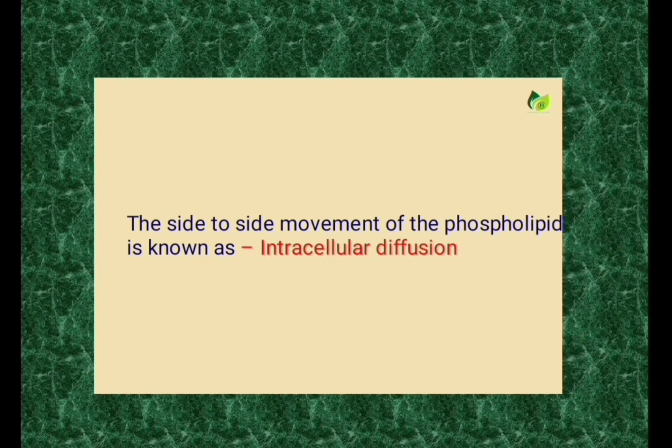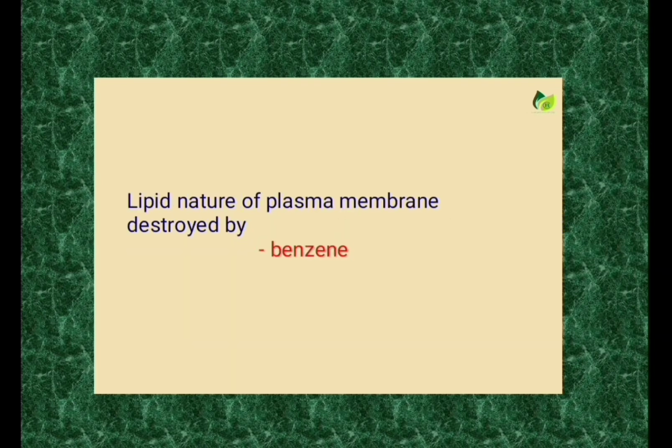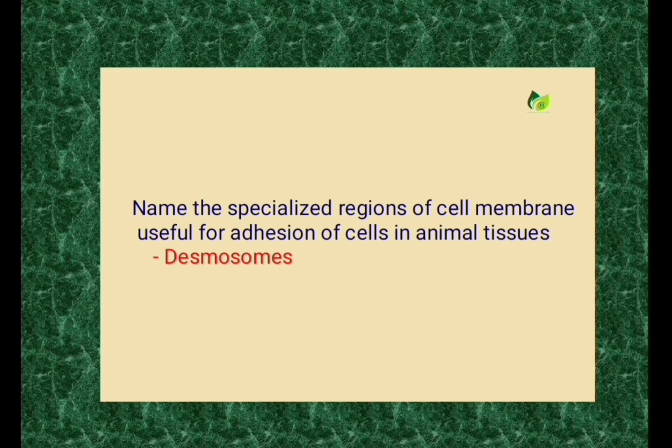Next question. The side-to-side movement of phospholipid is known as intracellular diffusion. Now coming to the next question. Lipid nature of plasma membrane is destroyed by, the answer is benzene. Now coming to the next question. Name the specialized regions of cell membrane useful for adhesion of cells in animal tissues. The answer is desmosomes.